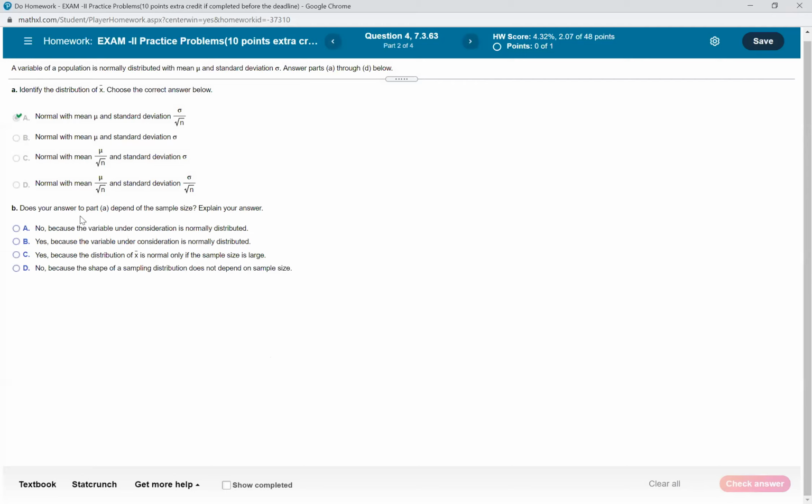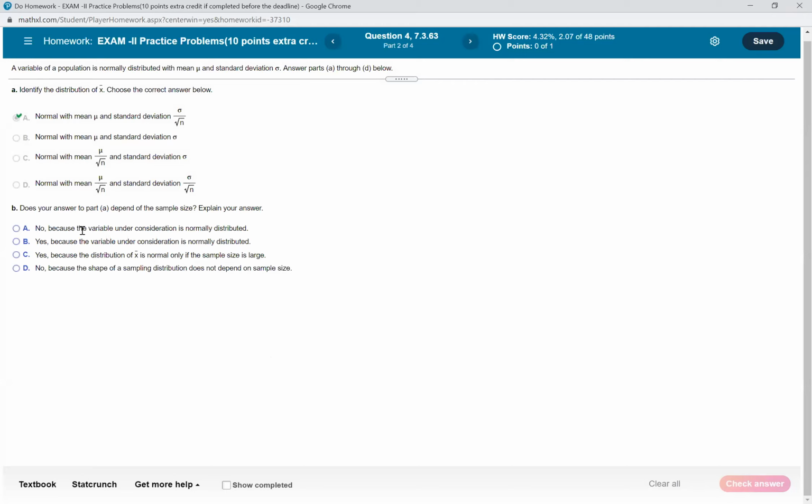Okay, so does your answer to part A depend on the sample size? Explain your answer. No, because the variable under consideration is normally distributed. So it doesn't depend on the sample size. Whatever the sample size is, it doesn't matter. Why doesn't it matter? Because the population distribution is normal. So that's why it doesn't matter.